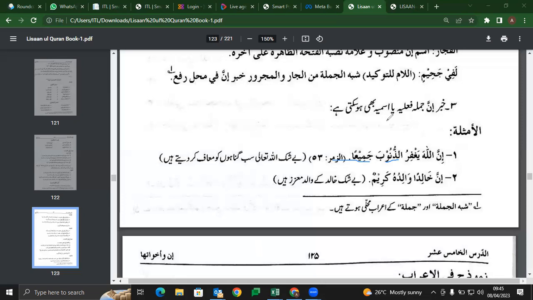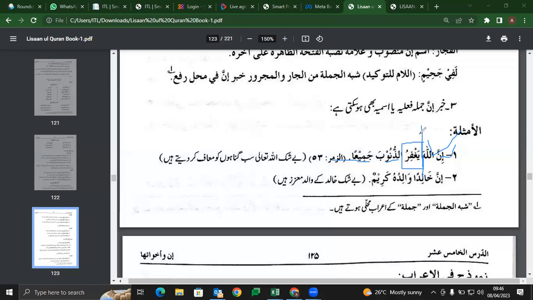So inna, and then what is coming is mansoob. Allah is mansoob. Adh-dhunuba is the object, and yaghfiru is a fi'l, making this khabar jumlatul fi'liya. Because there is a fi'l, does this whole sentence become jumlatul fi'liya, right?